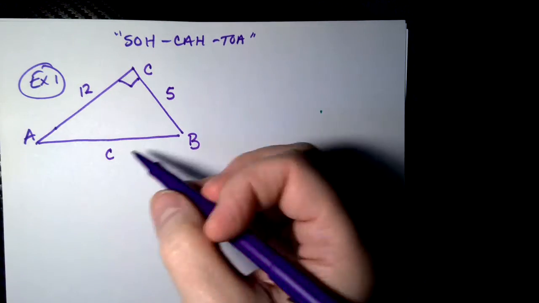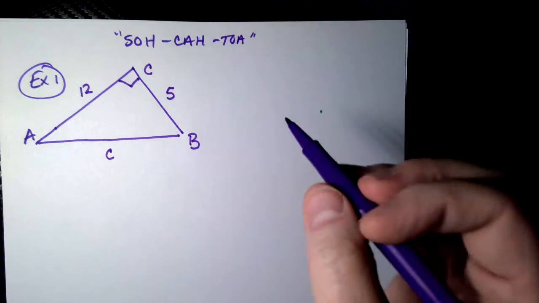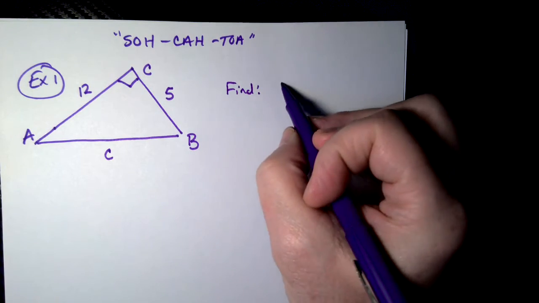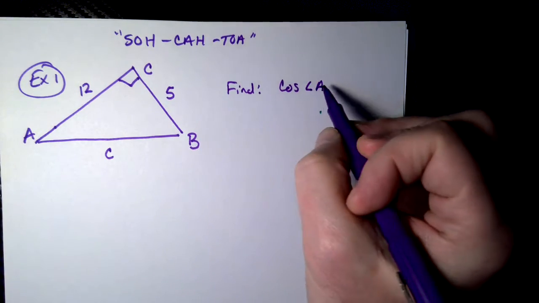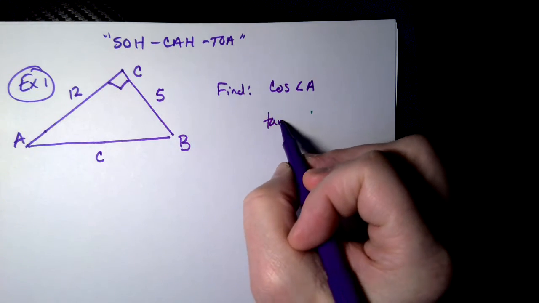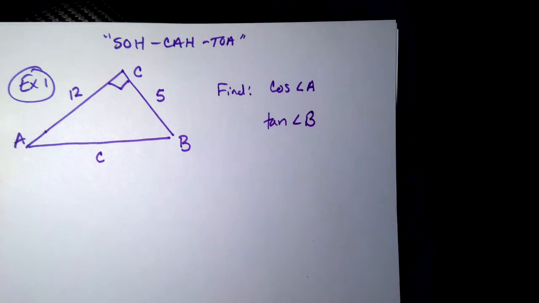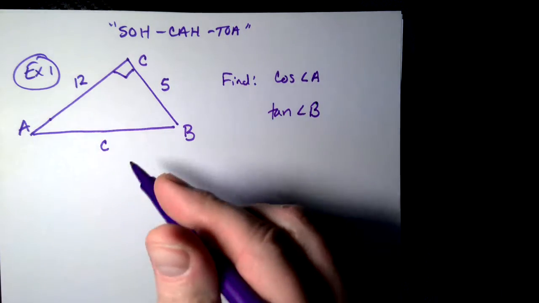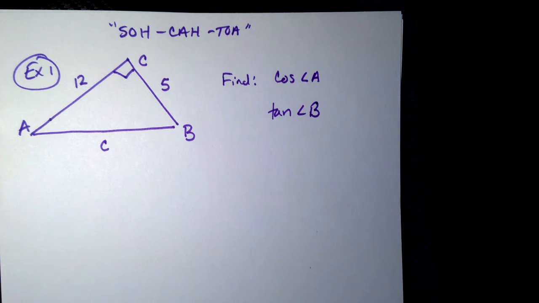All right, and they could put X there or something like that, and they'll ask you questions similar to this. They'll say, "Hey, what's the cosine of angle A?" Or "What's the tangent of angle B?" They'll ask you those kind of questions. When you're asked something like that, one of the sides is missing. You've got to fill in that missing side on your own.